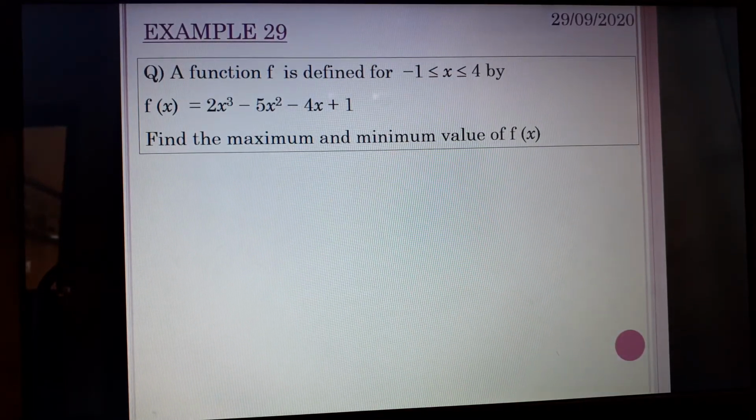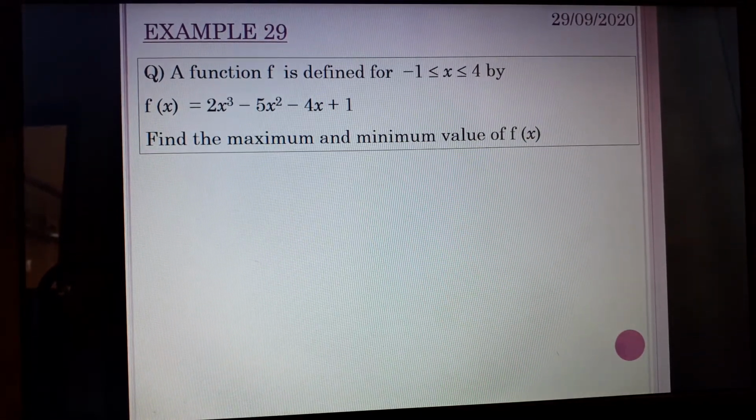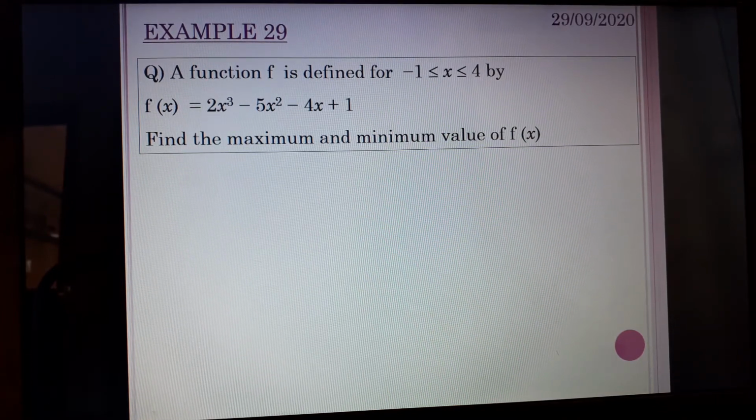Okay, so a function f is defined for x between -1 and 4 by f of x equals 2x cubed minus 5x squared minus 4x plus 1. And we're asked to find the maximum and minimum value of this function. And obviously we mean between -1 and 4, because if we don't, then the maximum and the minimum would just be positive infinity or negative infinity.